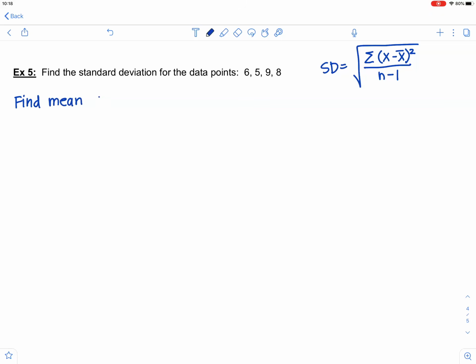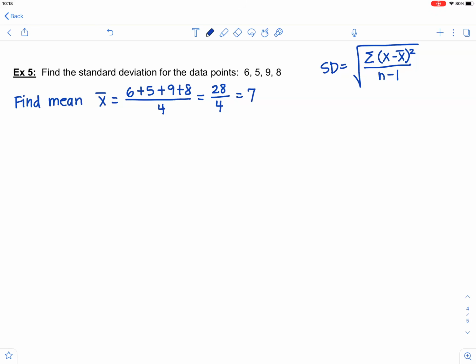The mean is indicated by the x bar, and we would add our data values together and divide by how many we have. In this case, 28 divided by 4 gets us a mean of 7.